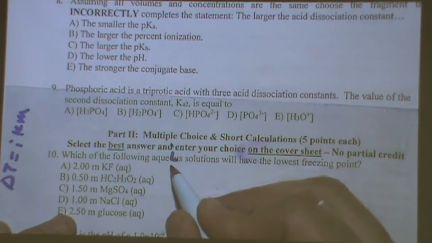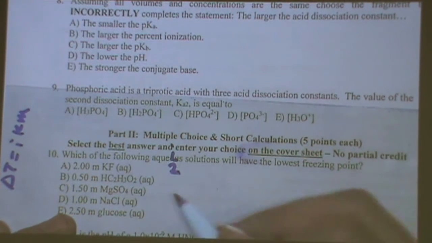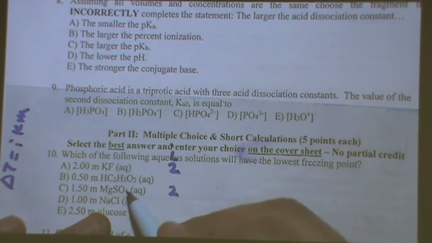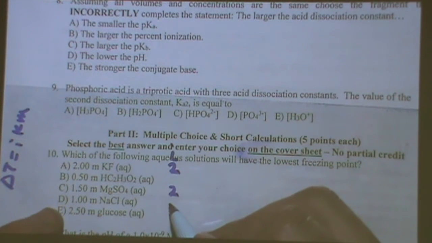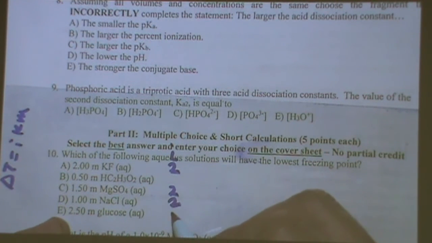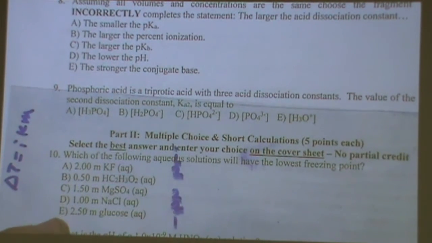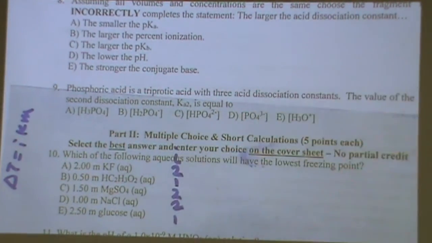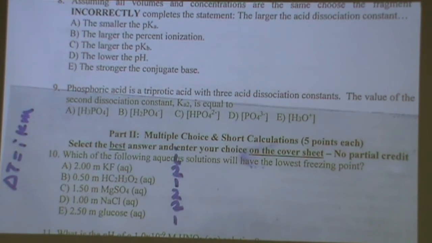Okay, i for the first one is 2, KF. Let's skip B for a second. Second one? 2, magnesium sulfate. Third one, D? Glucose? 1. Okay, B is awesome. I forgot about this kind of question. Love it though. It is what? 1. How'd you know that? It's a weak acid. It's not a strong electrolyte, so it does not separate out in solution. Probably less than 5% or so in solution, depending on the molarity.